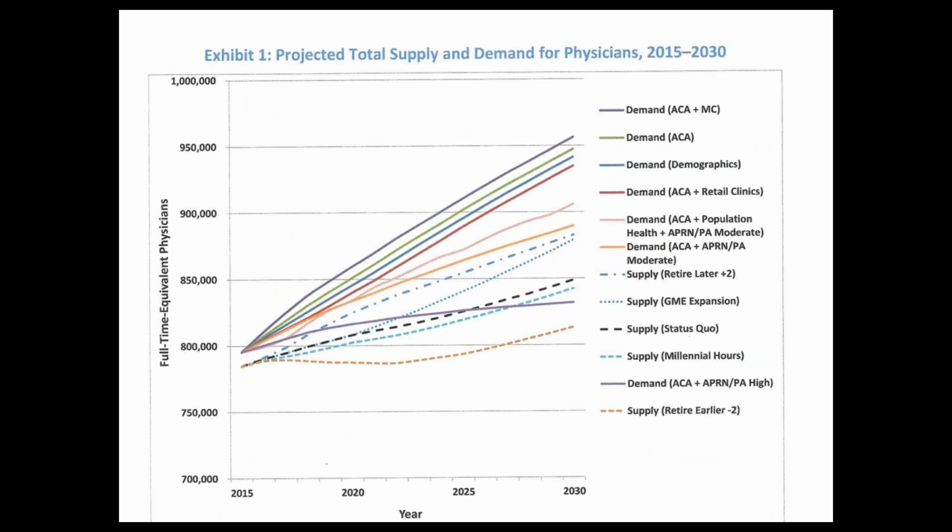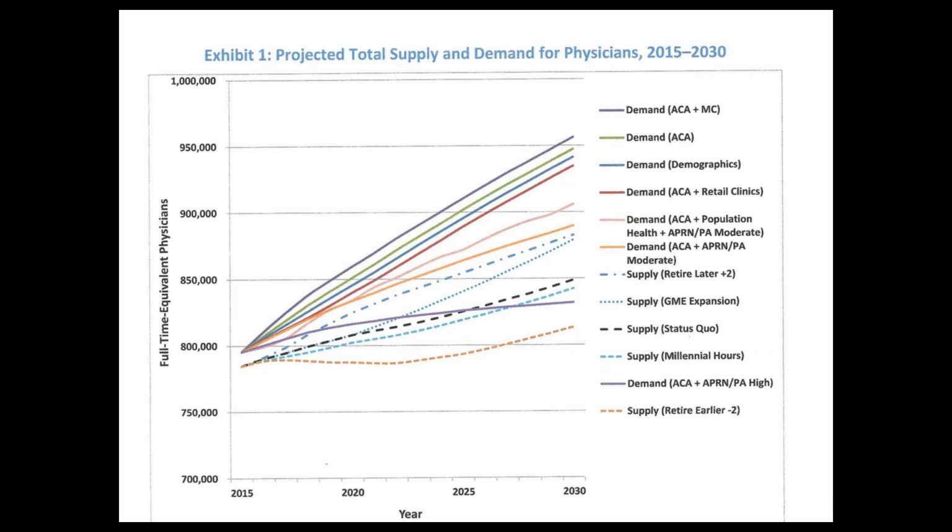This is a very busy curve. It's actually from that AAMC study. But basically the top four curves are the projected demand for physicians. These are attenuated by the fifth and sixth curves, which show the attenuation based on APRN and PA incorporation in the practices. If we go down to the main supply curve, which is the heavy dark black dotted line, that would be the supply if we followed status quo.